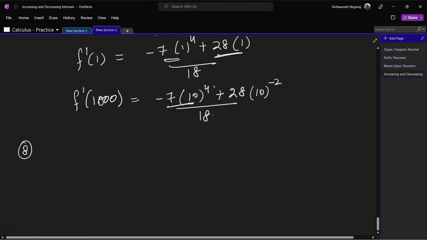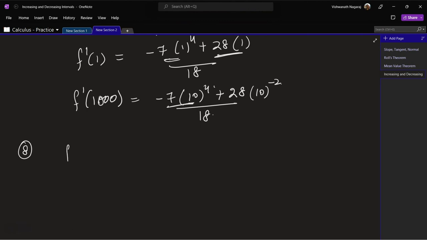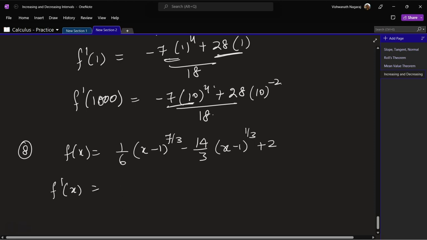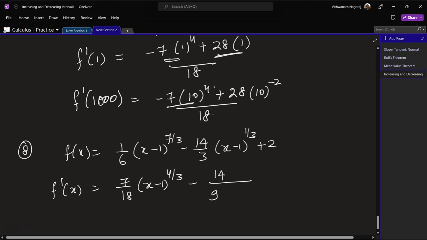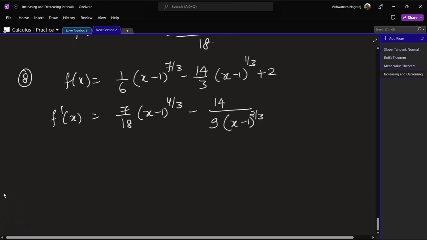Eighth one. Now let's take a variation of the previous problem. Okay, f of x is equal to 1 by 6 times x minus 1 to the power of 7 by 3 minus 14 by 3 times x minus 1 to the power of 1 by 3 plus 2. Okay, let's figure out the derivative of this. This would be 7 by 18 times x minus 1 to the power of 4 by 3 minus 14 by 9 times x minus 1 to the power of minus 2 by 3, which we take down. And this is the derivative.